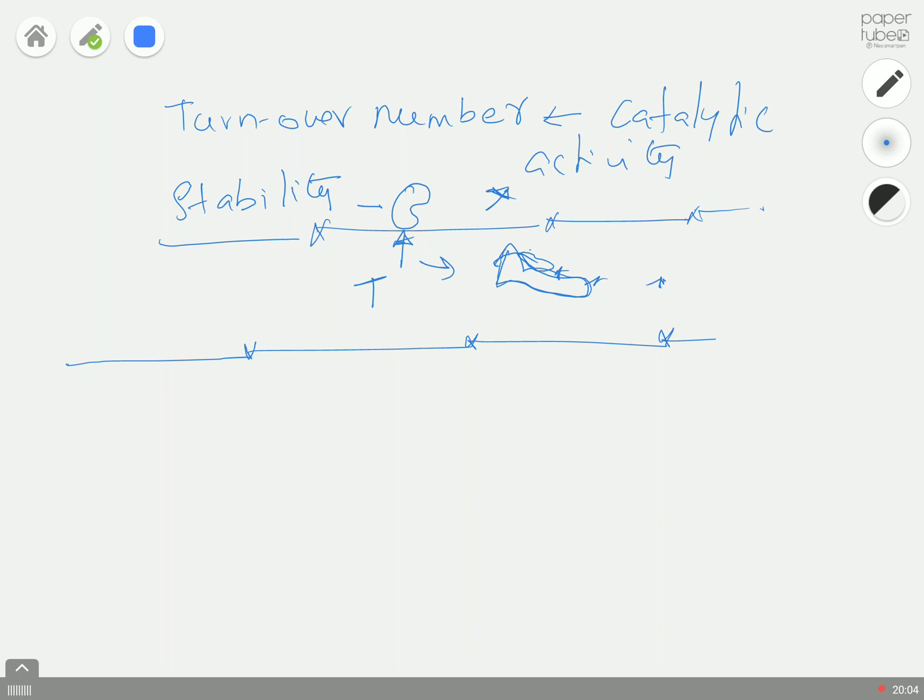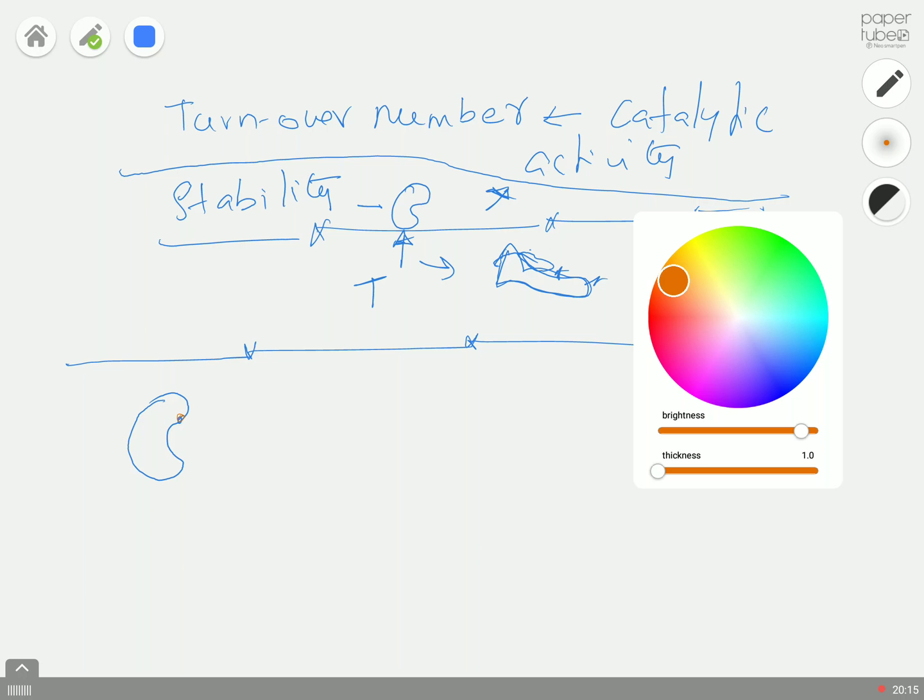Okay, coming back to stability. I said to you, imagine this is your enzyme, and you have 3 active sites here, and just assume this is your substrate with 3 active sites. This site can recognize this one, this site will recognize this, and this site will recognize your third site.